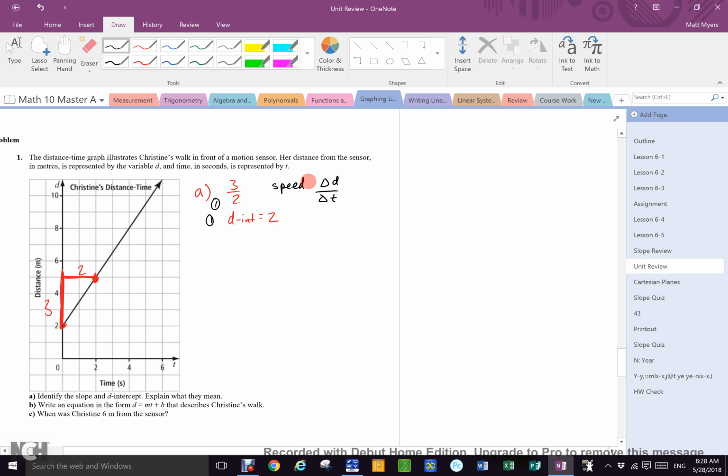And what is the d-intercept? It's 2. What does it mean? Starting point. She's 2 meters away from the motion sensor. So that is 1 mark each there, making that first question out of 4.